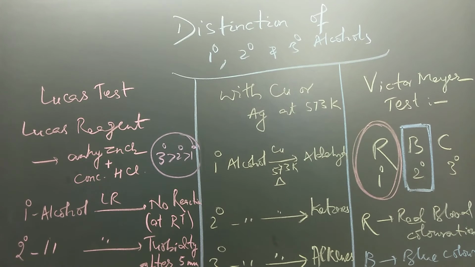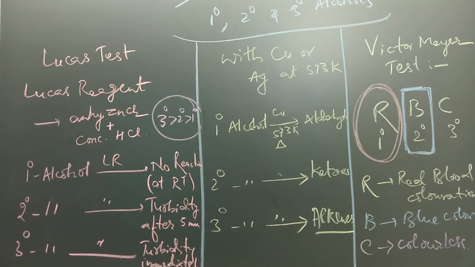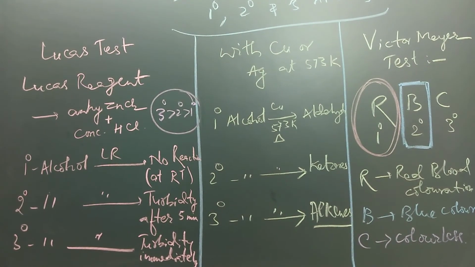Now let's see the distinction of 1 degree, 2 degree, 3 degree alcohols. So 1 degree, 2 degree, 3 degree alcohols can be distinguished by the Lucas test. That means Lucas reagent. Lucas reagent is anhydrous zinc chloride plus concentrated HCl. The reactivity of alcohol towards Lucas reagent is 3 degree more than 2 degree more than 1 degree. So 1 degree alcohols do not react with Lucas reagent at room temperature. 2 degree reacts, gives turbidity after 5 minutes. And 3 degree alcohols give turbidity immediately.